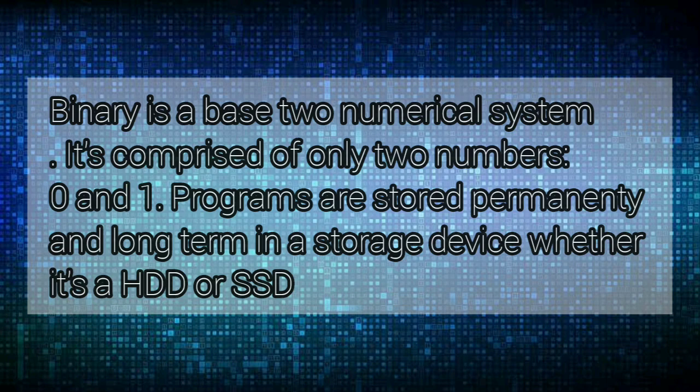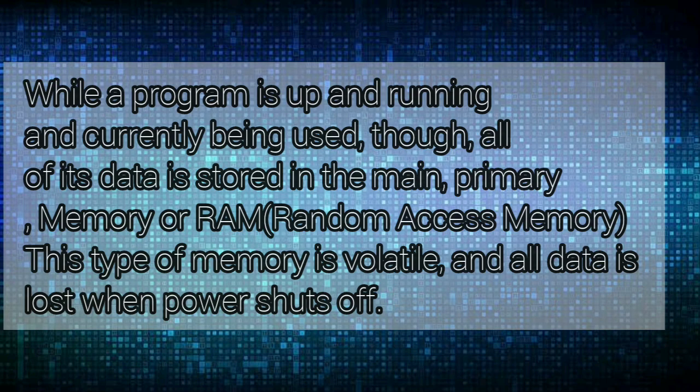Programs are stored permanently and long-term in a storage device, whether it's an HDD or SSD. While a program is up and running and currently being used, though, all of its data is stored in the main primary memory or RAM. This type of memory is volatile and all data is lost when power shuts off.